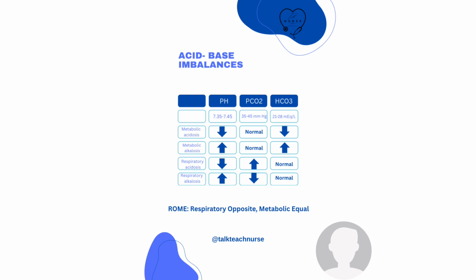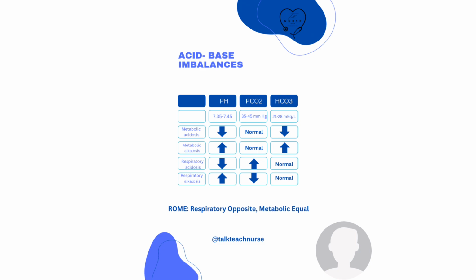What I want you to take home here is understanding, first and foremost, your actual ranges. Your ranges are going to set the tone for exactly what you're looking for. For pH, 7.35 to 7.45 is the range. With CO2, look at 35 to 45 millimeters of mercury. With HCO3, also known as bicarb, it is 21 through 28 milliequivalents per liter.